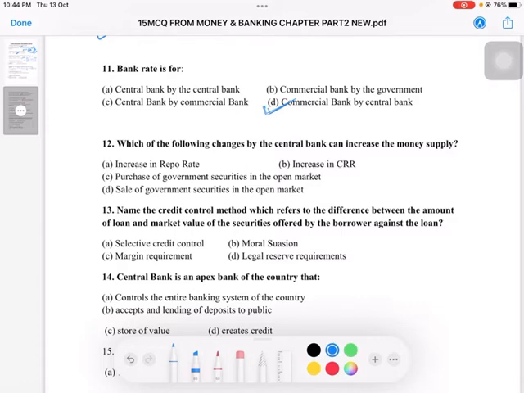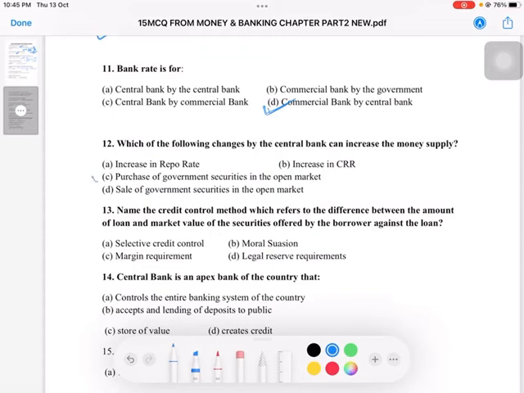Question number 12. Which of the following changes by the central bank can increase money supply? Increase in repo rate, increase in CRR, purchase of government securities in the open market, sale of government securities in the open market. When central bank wants to increase money supply, the central bank is purchasing government securities in the open market. That means central bank is giving money while purchasing securities. So money supply can be increased. So the right option will be C.